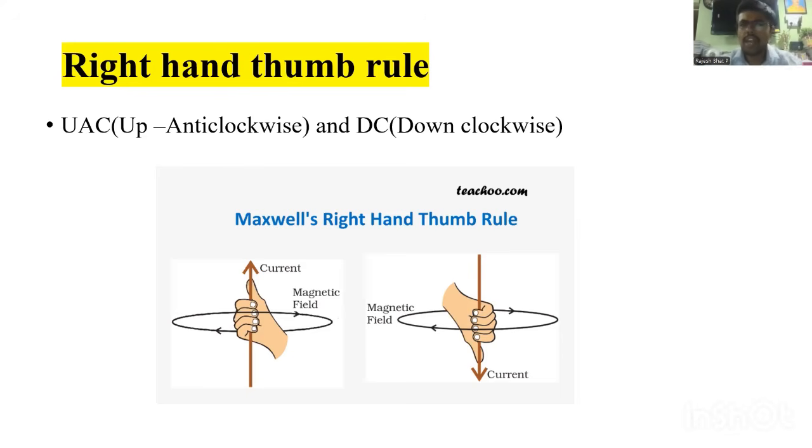So to remember, you remember this UAC DC. What is UAC? Up means anti-clockwise, down means clockwise. Current ಮೇಲೆ ಹೋಗ್ತಾ ಇದ್ರೆ, what will the magnetic field lines be like? Anti-clockwise. If it is going down, clockwise. OK, this you should remember.